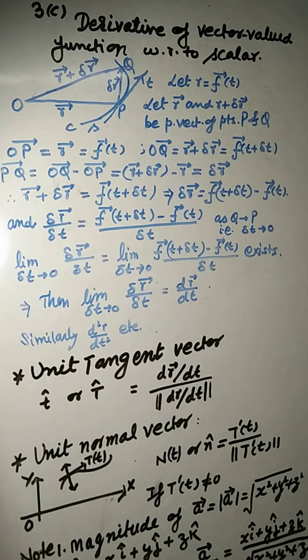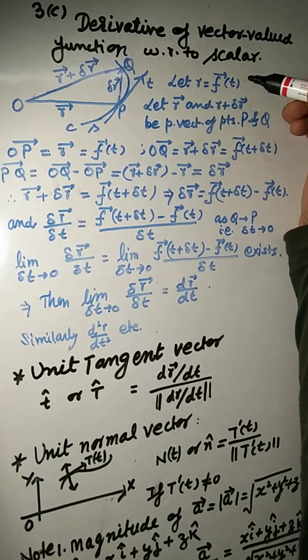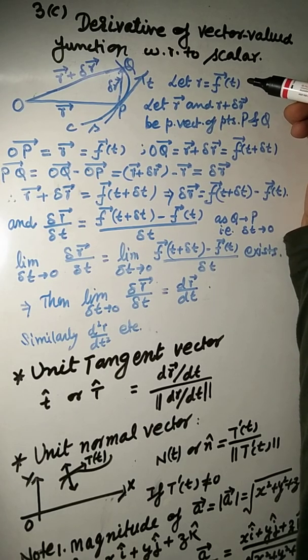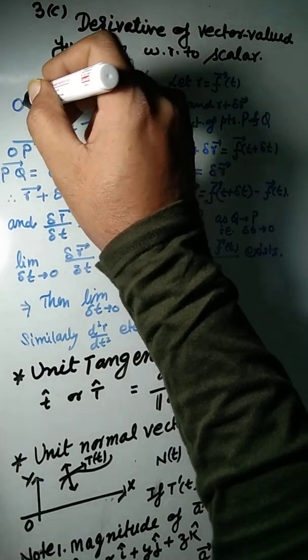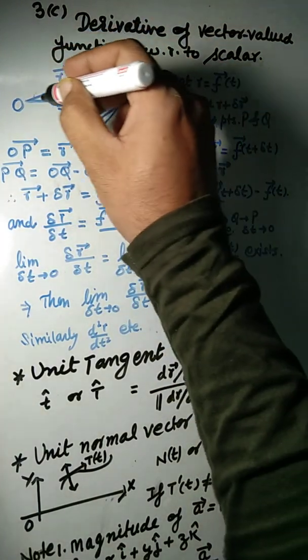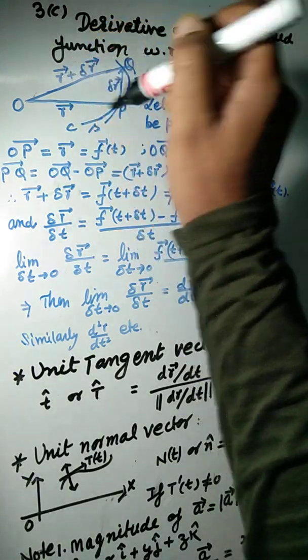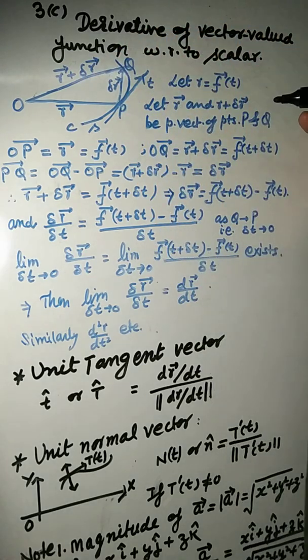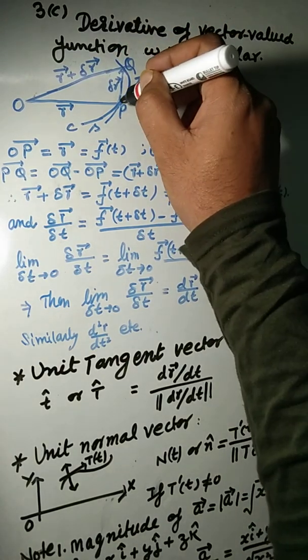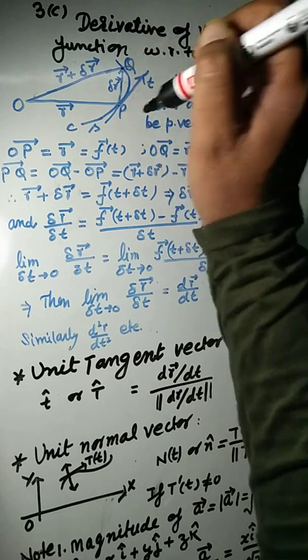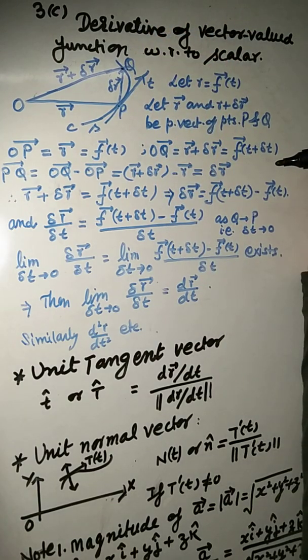Derivative of vector valued functions with respect to scalar. Here we have considered O is the fixed point, it is the origin. OP is the vector R. OQ is the position vector R plus delta R. And this distance PQ between the 2 points is delta R.